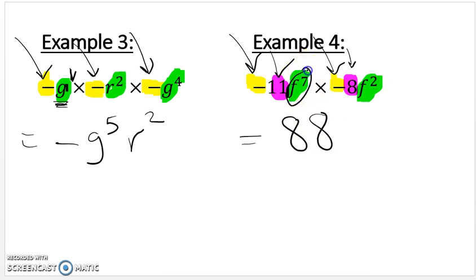F to the 7 times F cubed. That's a string of 7 multiplied by themselves. F times F times F times F times F times F times F times another string of 2. That makes a string of 9. F to the power of 9.